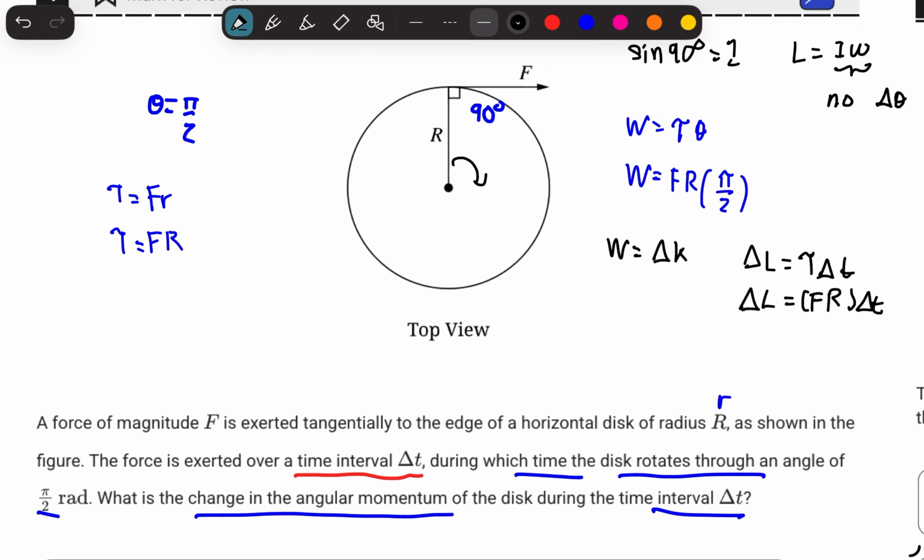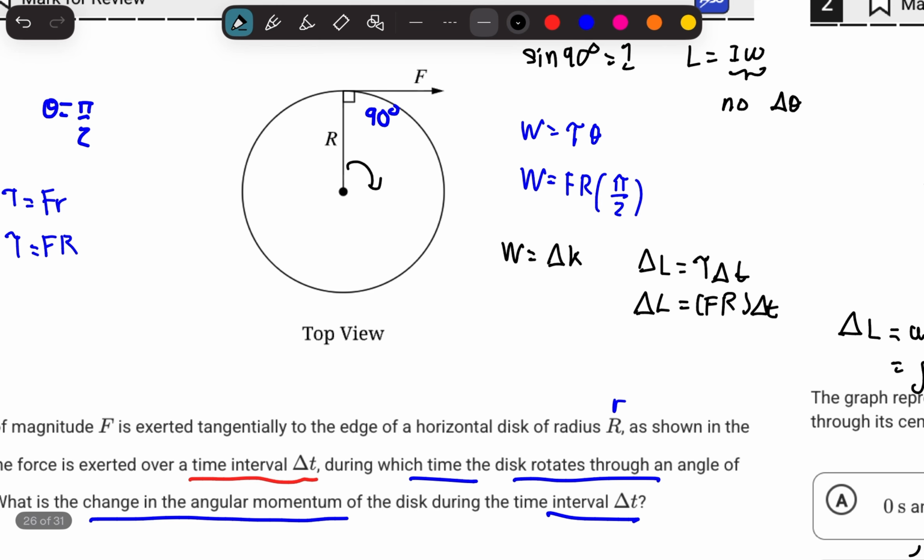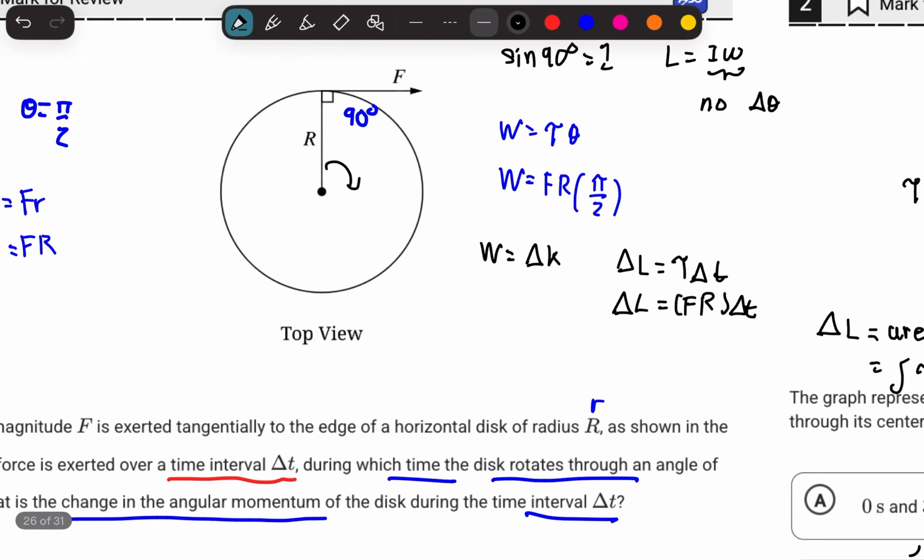using torque. So torque is equal to the force times the lever arm. Here r is going to be your lever arm, and we know the angle that it's exerted at is 90 degrees, sine of 90 is 1, so we don't have to put that there. So work is equal to torque times theta. So work, you can replace in the formula torque with FR, and you can replace theta with pi over 2.